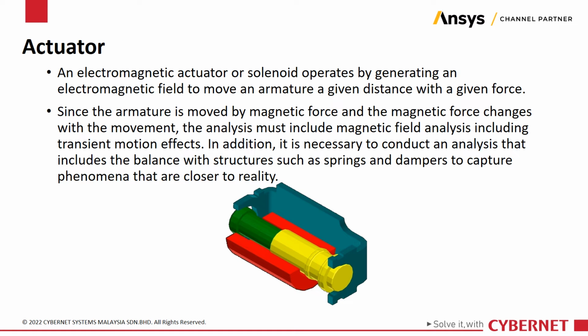Next, we will show an example of electromagnetic actuator analysis. An electromagnetic actuator or solenoid operates by generating an electromagnetic field to move an armature a given distance with a certain force. Since the armature is moved by magnetic force and the magnetic force changes with the movement, the analysis must include magnetic field including transient motion effects. In addition, it's necessary to conduct an analysis that includes the balance with structures such as springs and dampers to capture phenomena that is close to real situation.